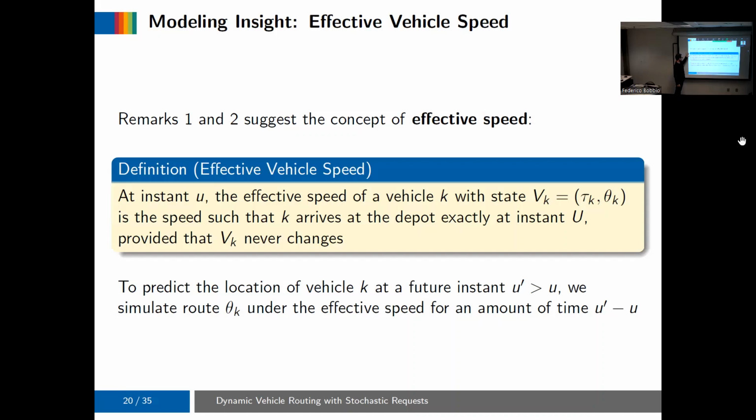Once you calculate the effective vehicle speed and you want to predict the location of the vehicle at a future instant, you simulate the current route of the vehicle for an amount of time u prime minus u, where u prime is the instant in the future and u is the current instant. So you take the effective speed, take the current route of the vehicle, and simulate this route under the effective speed for that amount of time. Where the vehicle ends up after that amount of time is a good prediction of the location of the vehicle.